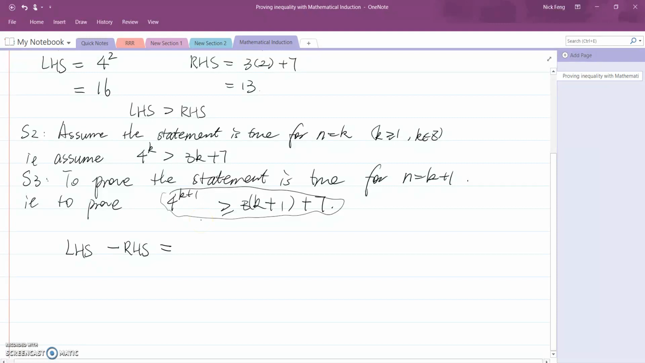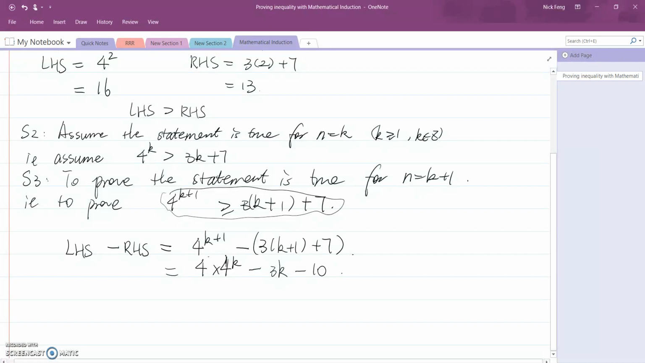In this case, I go straight from left hand side minus right hand side, excuse me, which is 4^(k+1) minus 3(k+1) minus 7. Now, here we go, be careful. You have minusing everything, so you better just put a bracket in case you make a mistake. That is 4 times 4^k. That's what we normally do. We split one out. And then minus 3k. That's plus 3 plus 7, which is minus 10.